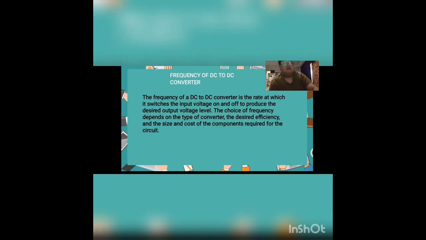So next, frequency of a DC to DC converter. The frequency of a DC to DC converter is the rate at which it switches the input voltage on and off to produce the desired output voltage level. The choice of frequency depends on the type of converter, the desired efficiency, and the size and cost of the components required for the circuit.